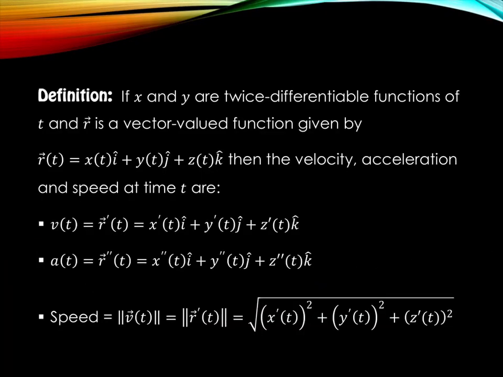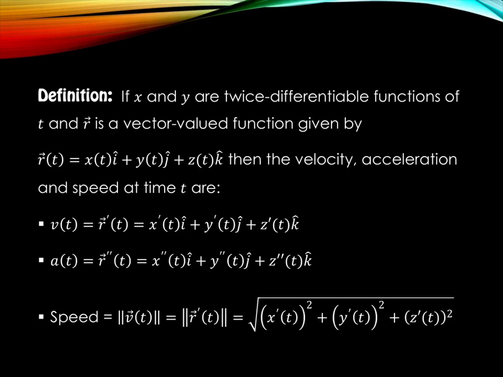So first, a definition: if x and y are twice differentiable functions of t, and r is a vector valued function given by our standard expression for r, then the velocity and acceleration and speed at time t are as follows. So the velocity is the derivative of our vector valued function r, so r prime of t, and it's x prime of t i, y prime of t j, and z prime of t k.